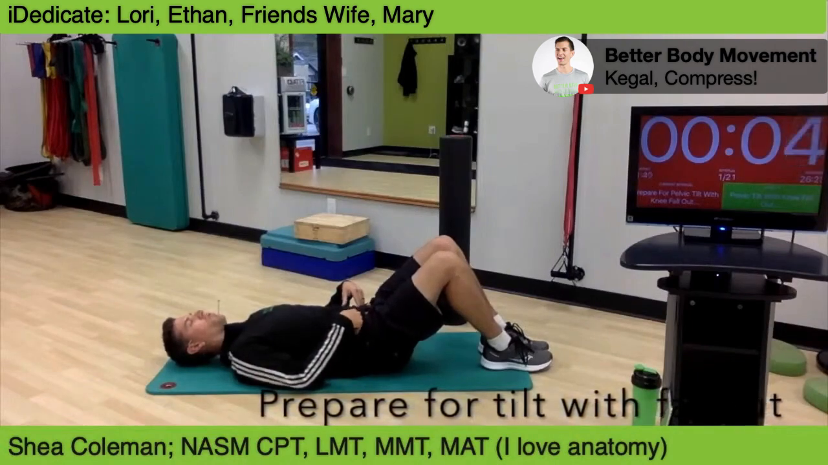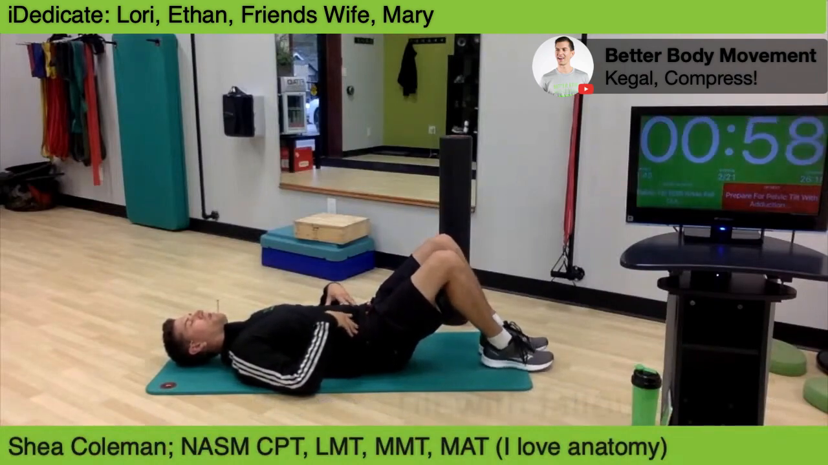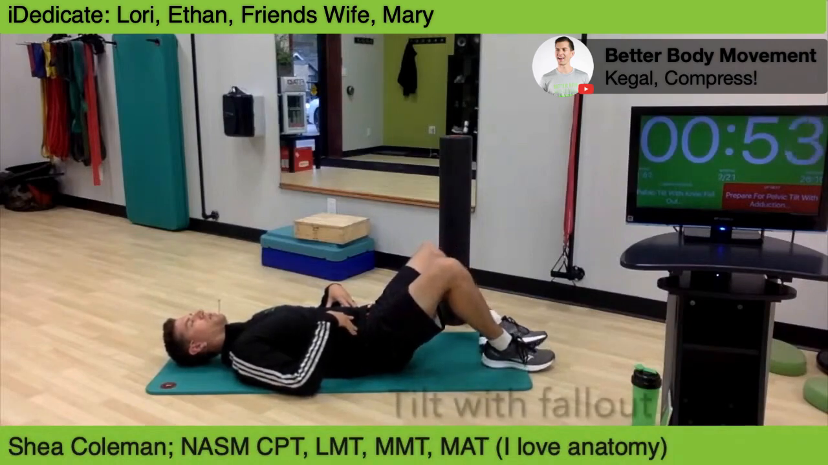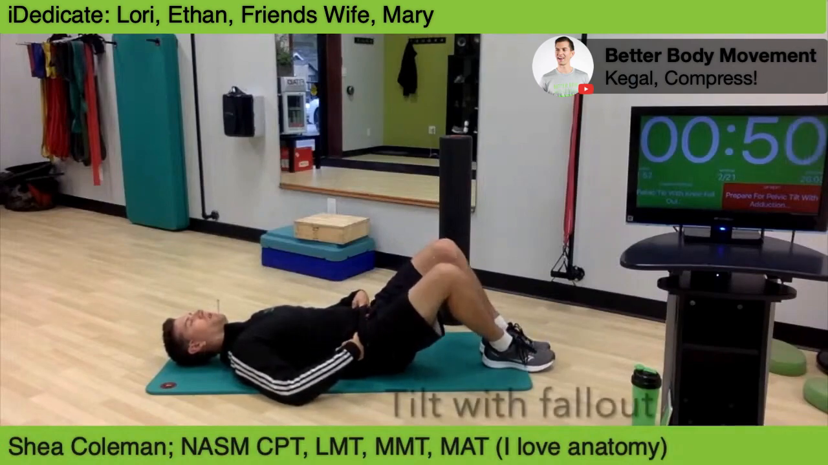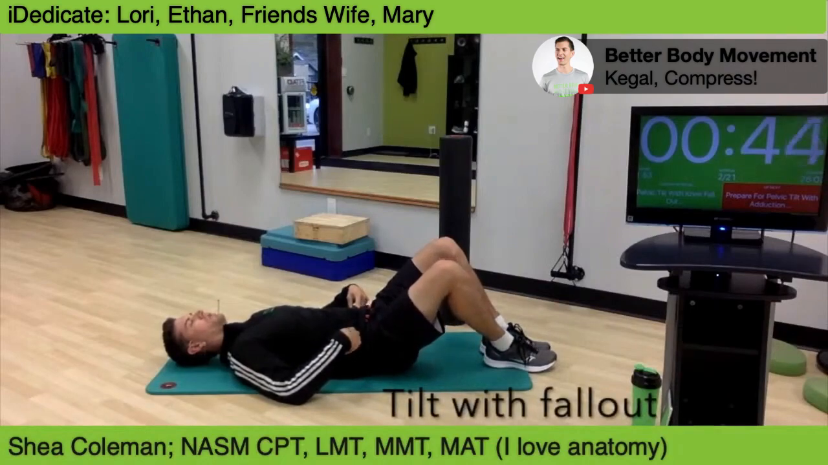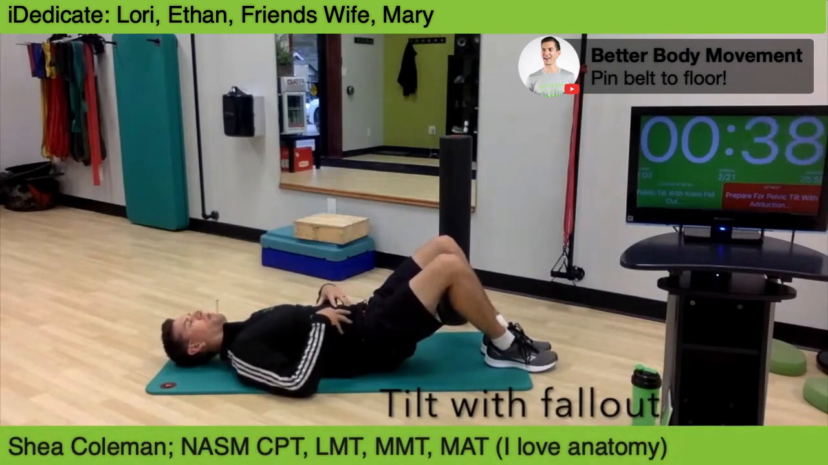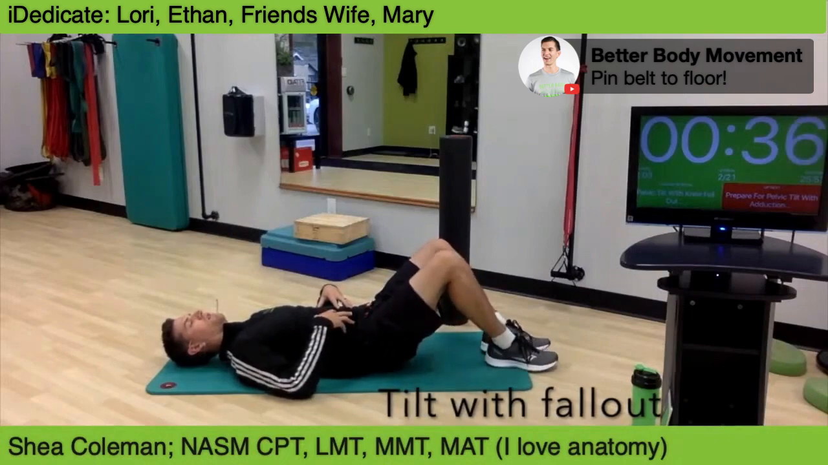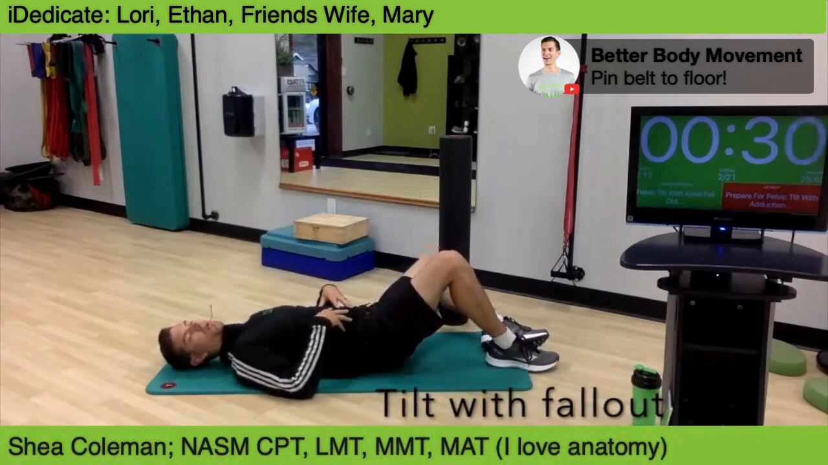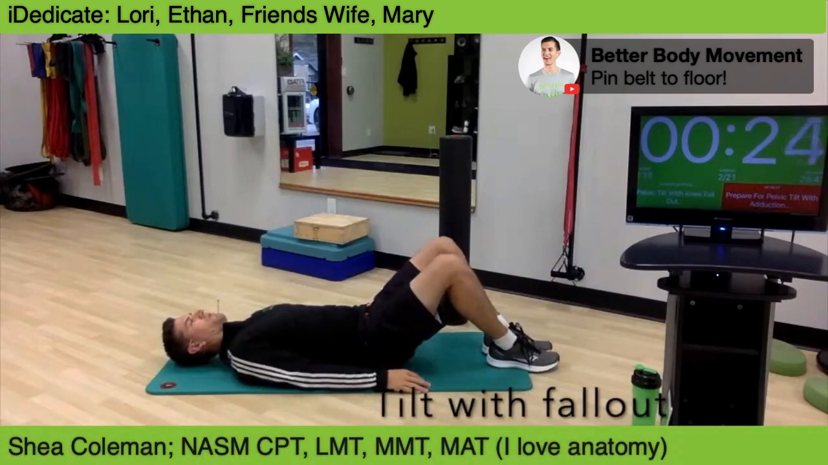3, 2, 1. Pelvic tilt with knee fall out. Good core compression, super, super tight. Do your absolute best all the way through to create that contraction. That's halfway. Remember, your feet should be together here. As your knee goes out to the side, squeeze your core harder.